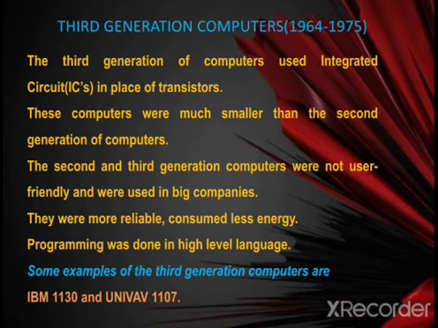The second and third generation computers were not user friendly and were used in big companies. They were more reliable and consumed less energy. Programming was done in high level language. Some examples: IBM 1130 and UNIVAC 1107.